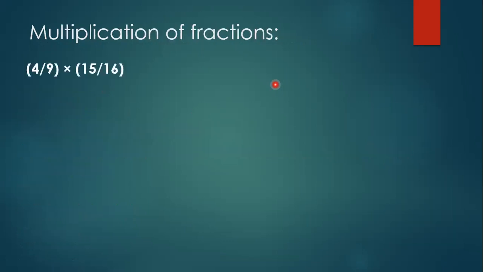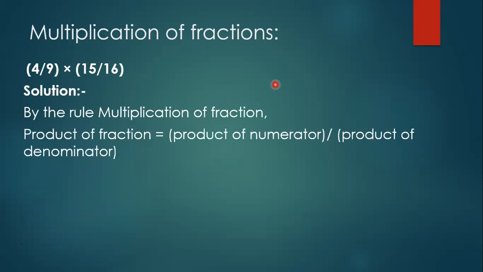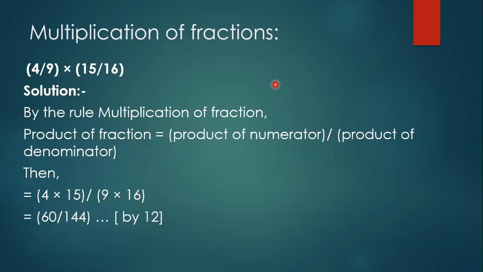Okay, next, if I have 4 by 9 multiplied by 15 by 16, I'll multiply the numerators and the denominators. I'll get 4 multiplied by 15 upon 9 multiplied by 16. 4 multiplied by 15 gives us 60. 9 multiplied by 16 gives us 144. They both cancel out in the table of 12. So the answer would be 5 by 12. Children, I find this method a bit lengthy. So I prefer always cancelling out.